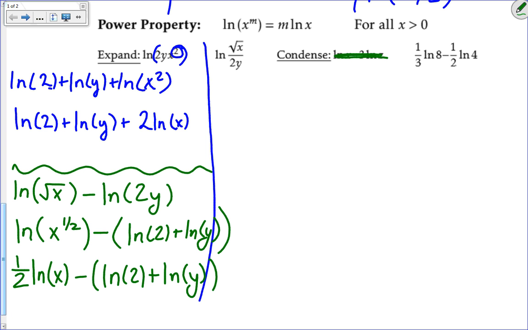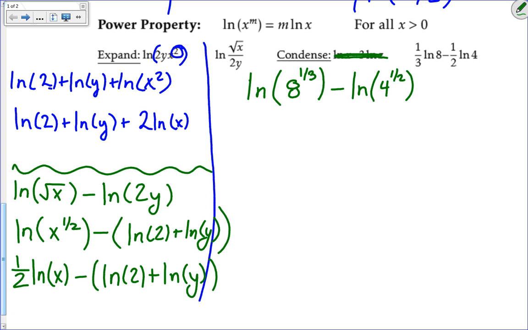There's subtraction, right? And then there's numbers out front. What are the numbers out front? They're powers, right? They're our exponents. So we can rewrite these with their exponents. So it's going to be ln of what? 8 to the 1/3. And then we're going to subtract off the ln of what? 4 to the 1/2. So we just brought those powers inside of our natural logs, right?